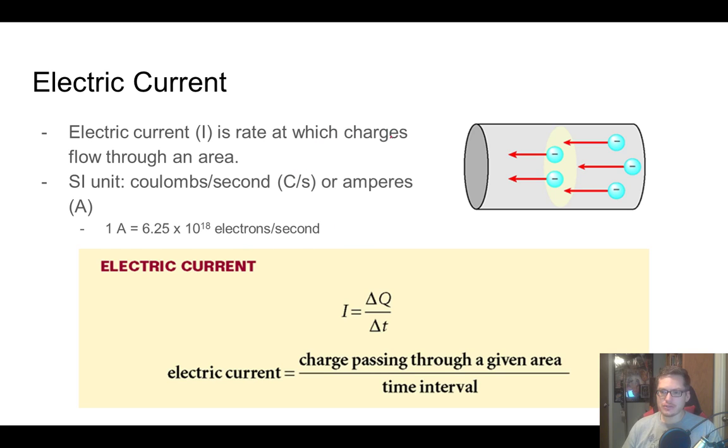Alright, so electric current. Electric current is essentially the charges that are moving through your wires or whatever it is that's conducting your electricity. It's defined as the rate at which charges flow through an area. When we're talking about current or electrical flow or electron flow, what I find to be a good analogy is to think about how water travels through pipes. Water and electricity as they travel through a pipe have a lot of similar characteristics.